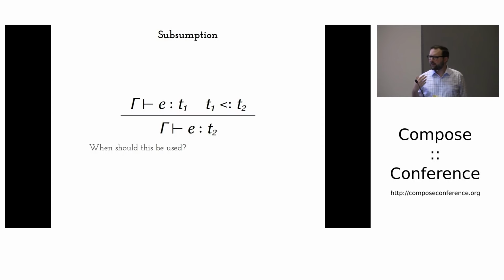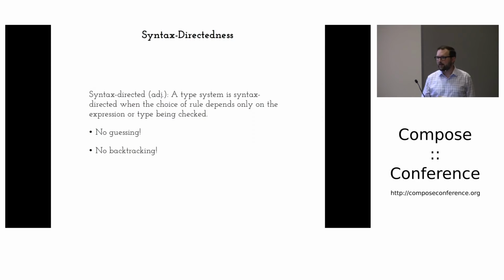And it's very, very confusing. So we have this problem, which is that the type system isn't syntax directed. And so syntax directed means that the choice of the rule that you're going to apply only depends on the expression or the type that you're checking. In other words, you can examine the problem that you have, and there'll be a rule where you look at the conclusion and you say, that's the one I want. In particular, you're not guessing anything.